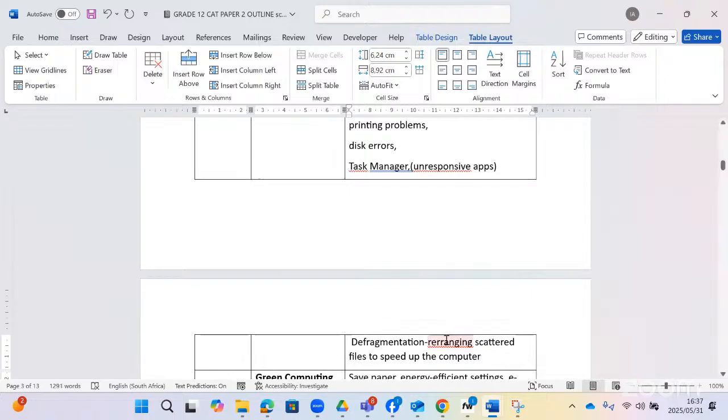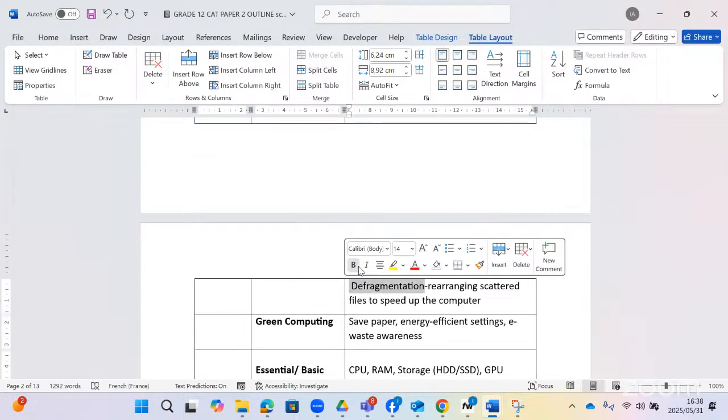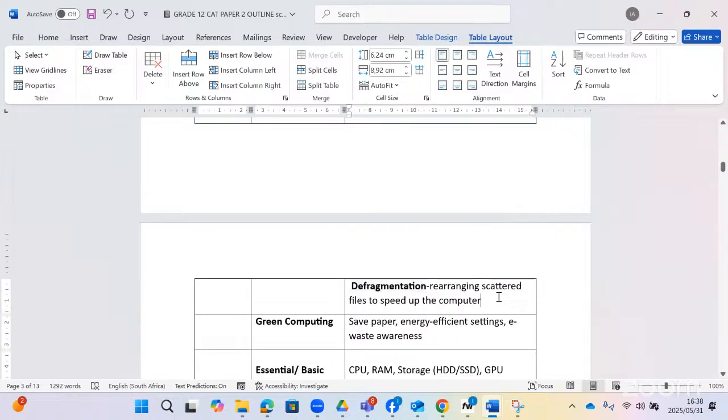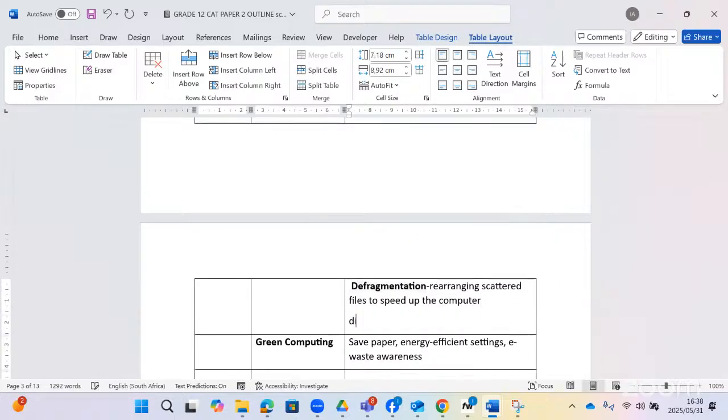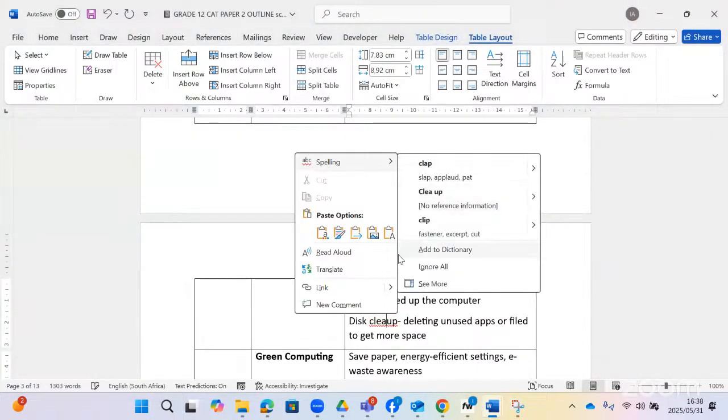So rearranging these scattered files to speed up the computer, that is what we call defragmentation. Right, so you must know this one. Disk cleanup is deleting unused apps or files in order to get more space, or to free up more space. And that's what we call disk cleanup.